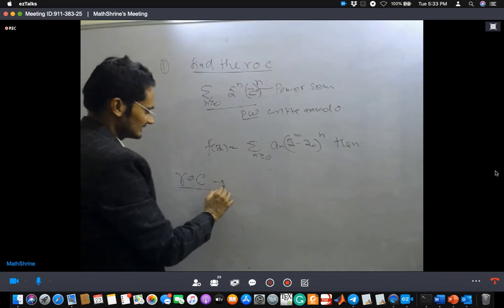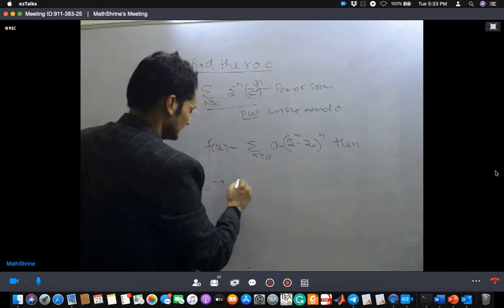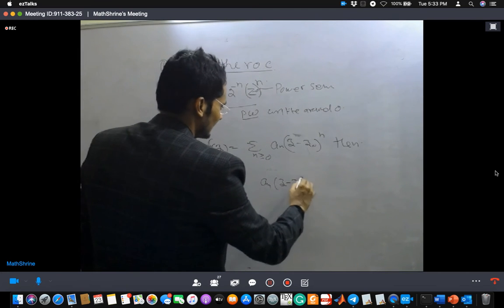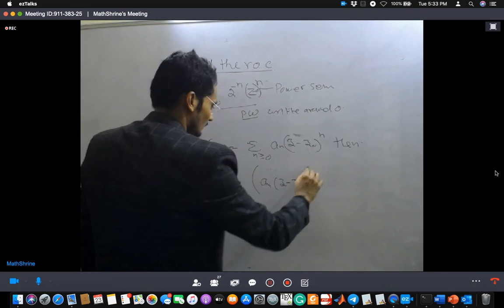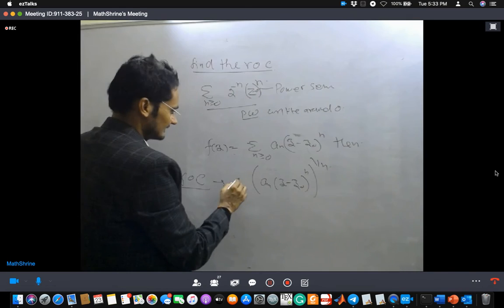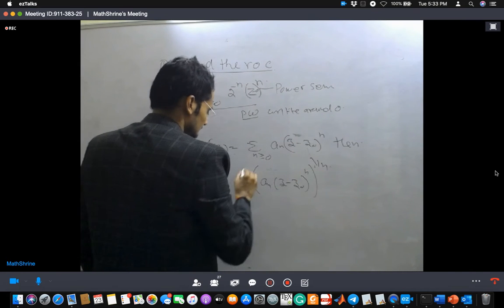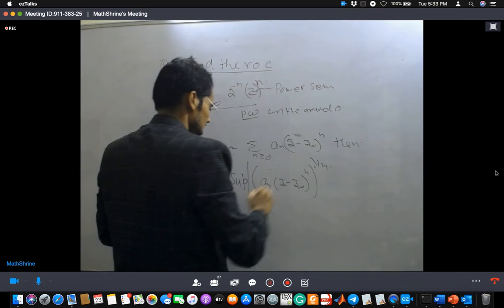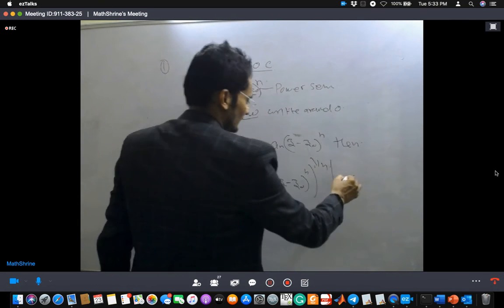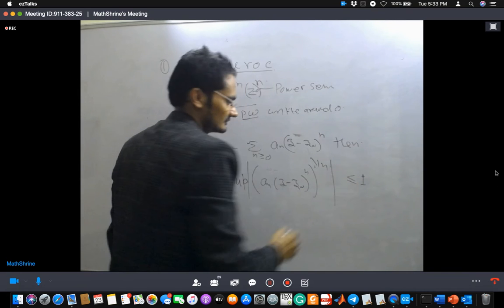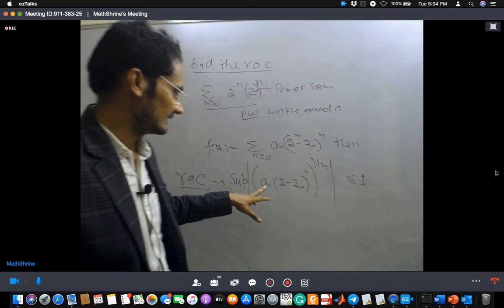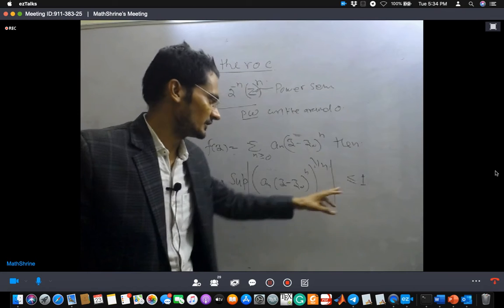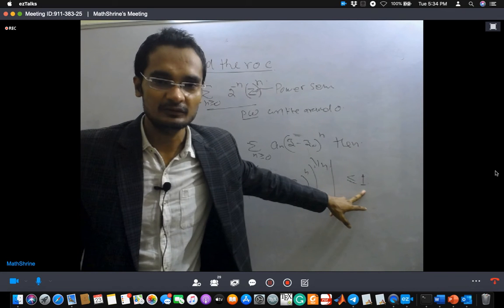the radius of convergence will be given by this: a_n (z minus z naught)^n, whole power 1/n, take the supremum, and it should be less than or equal to 1. Again, see, |a_n (z minus z naught)^n| whole power 1/n, take the supremum, this should be less than or equal to 1.